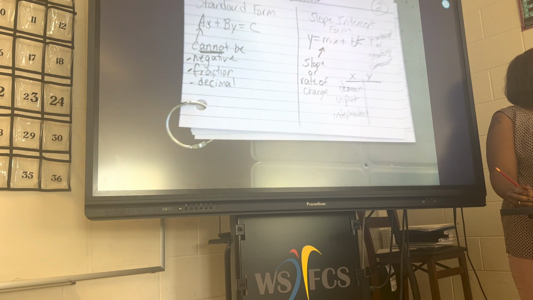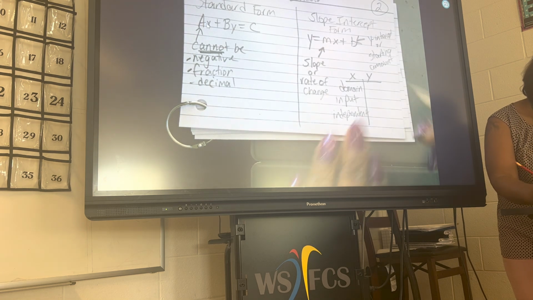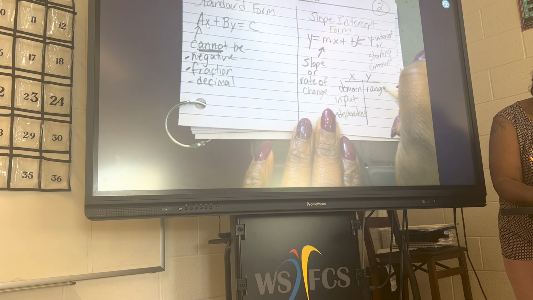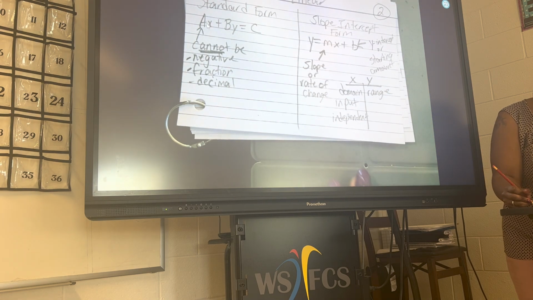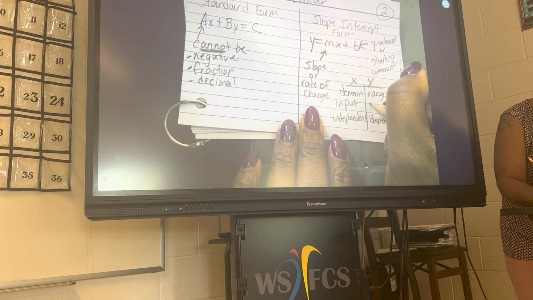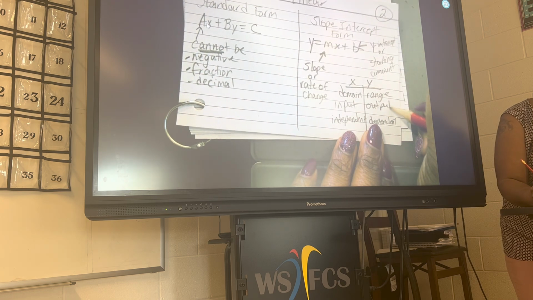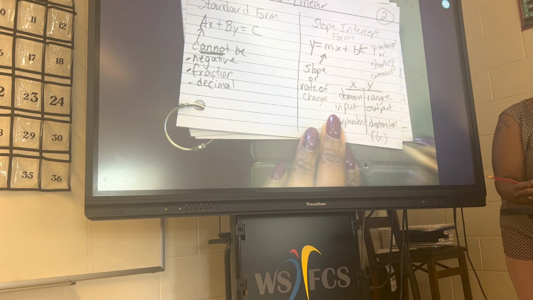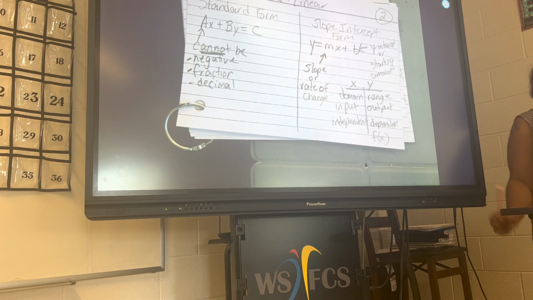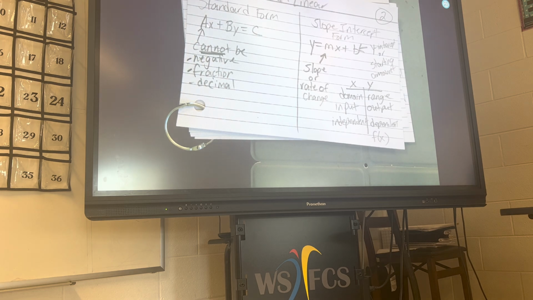What are different names for y besides y values? Range. Very good. What else? Dependent. And output. And what else? What's another way to write y? F of x, or g of x, or h of x. Function notation. Any questions about that? Anybody lost? We're going to turn on the back.